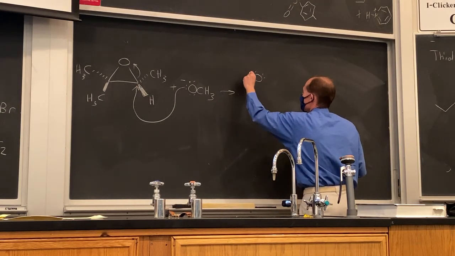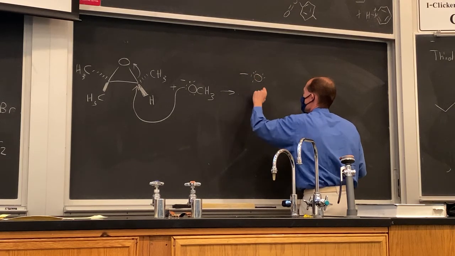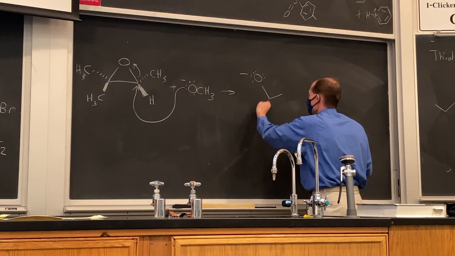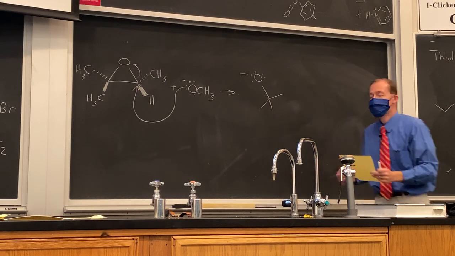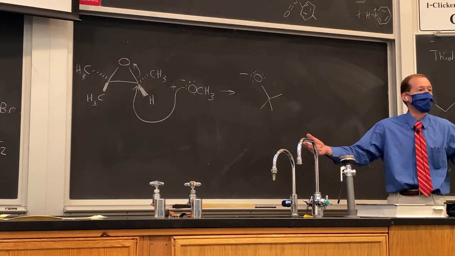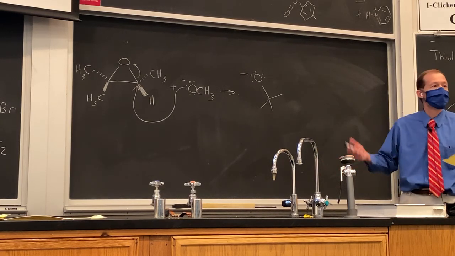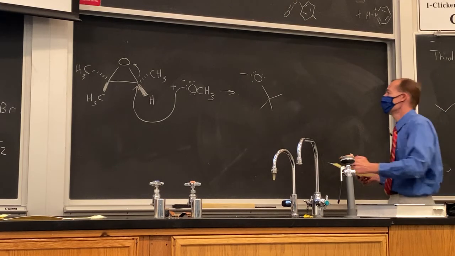We have an alkoxide, or a negatively charged oxygen, as our leaving group. Usually we don't do that because it is strongly basic. But the relief of the ring strain provides a thermodynamic driving force that allows us to use this strongly basic leaving group. Okay?